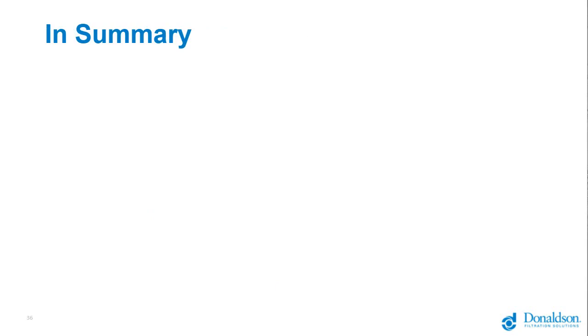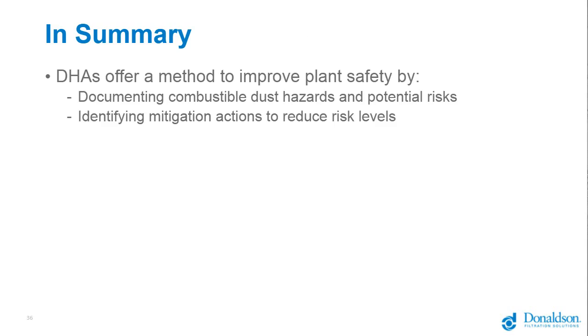So in summary, a DHA is a powerful tool that process and facility owners can use to improve safety initiatives within their plant. It offers a method for documenting combustible dust hazards and the potential risk scenarios, and identifying mitigation actions, both those already being utilized and those that could be added to help reduce risk levels to a tolerable level.